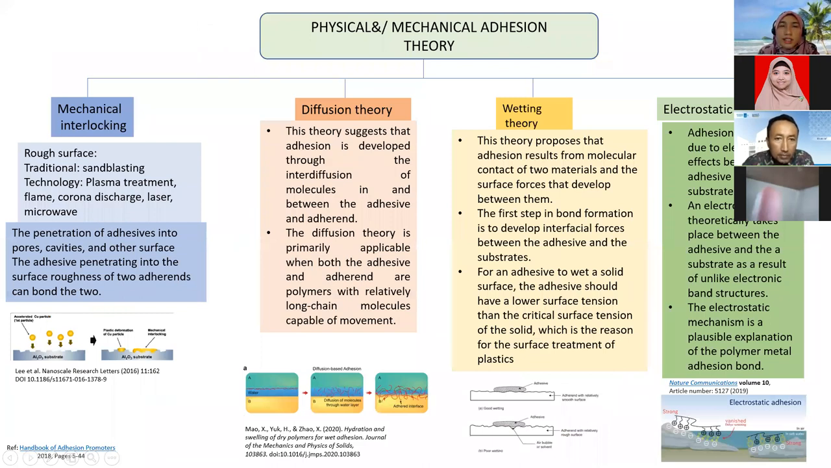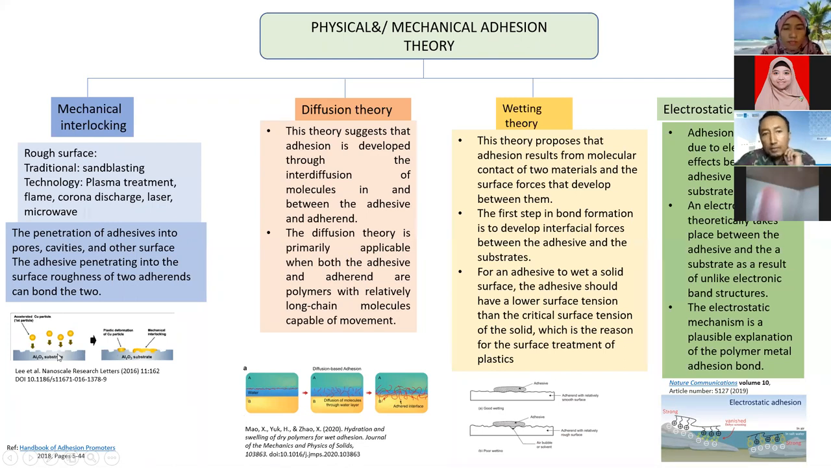So there is another theory of adhesion, what we call the physical or mechanical adhesion theory. When we talk about adhesion, it is about theories that we can use to functionalize or modify the surface. So this is mechanical interlocking. Remember, I just said that the surface is not smooth. The surface is full of pores. The idea of mechanical interlocking is to make the surface rough.